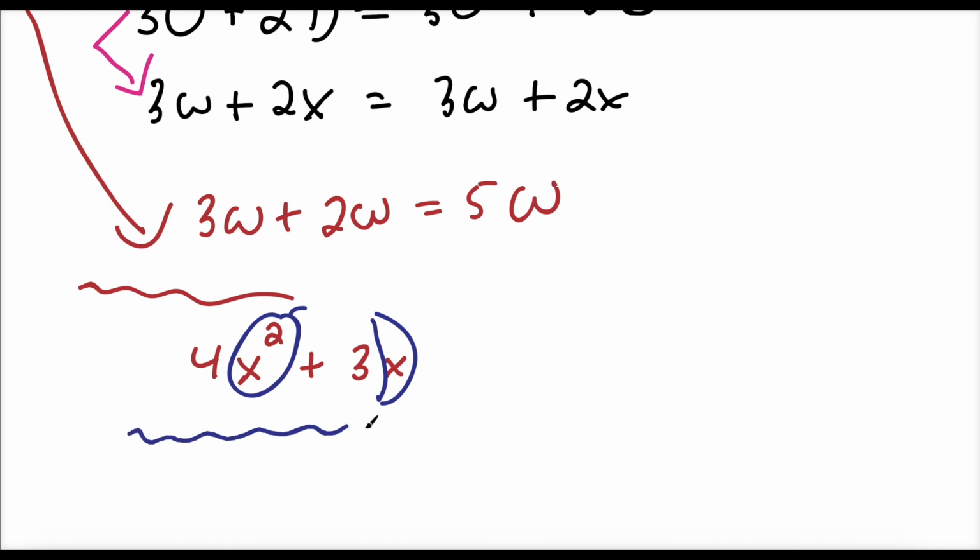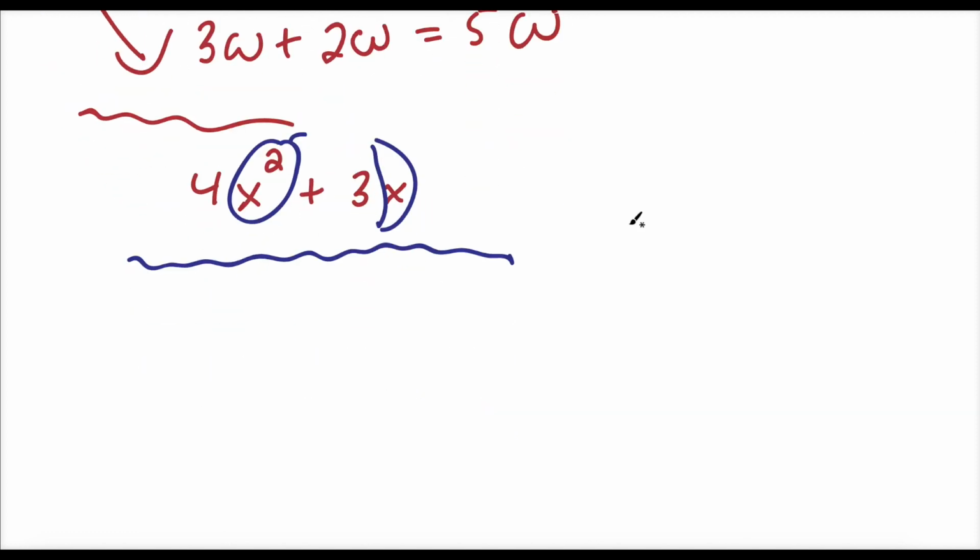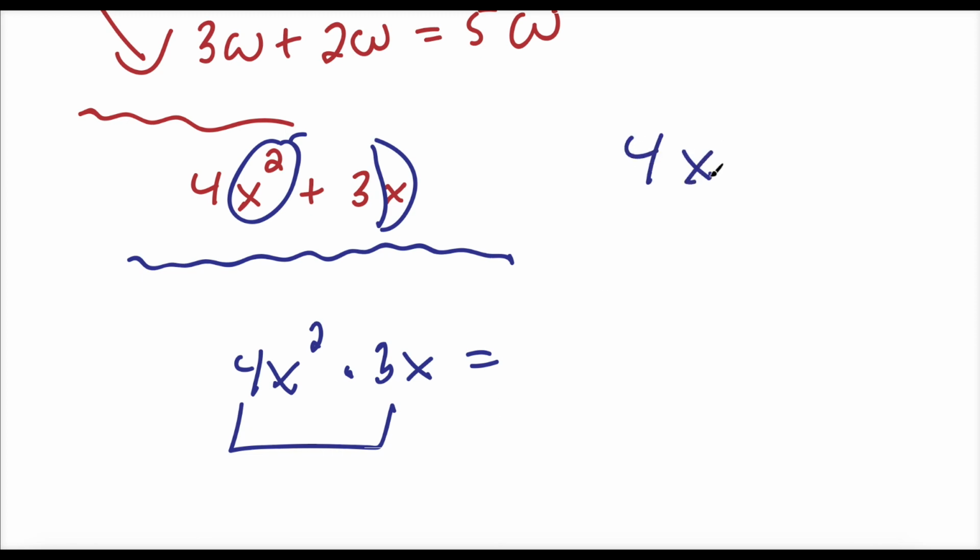And this is where the whole fruit thing just doesn't work anymore: if you're multiplying, they can all talk. So if you have 4x squared times 3x, well, the 4 can talk to the 3, so what do you got? 4 times 3? 12.